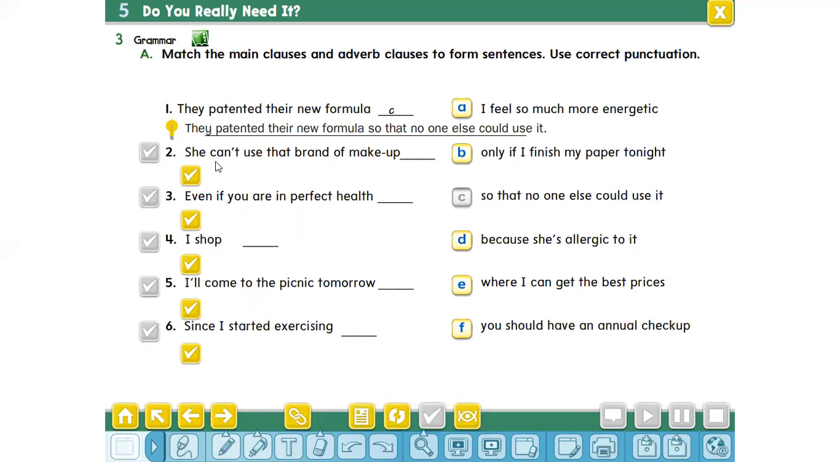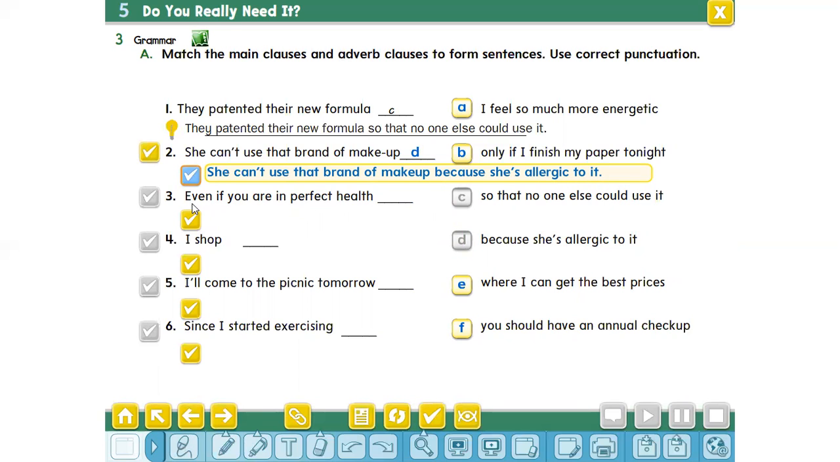Number 2, she can't use that brand of makeup. Excellent, my dear student. Why? Because she is allergic to it. Allergic means sensitive. Now, you should write the correct sentence. She can't use that brand of makeup because she is allergic to it, without a comma.